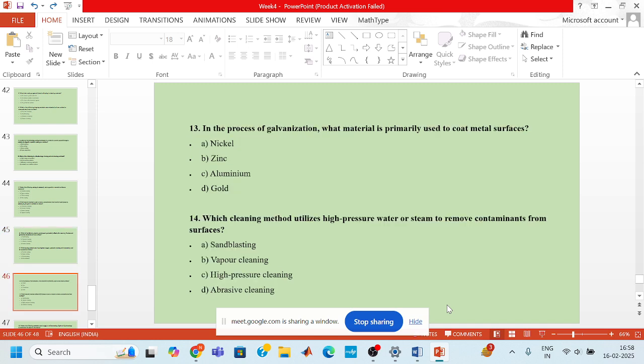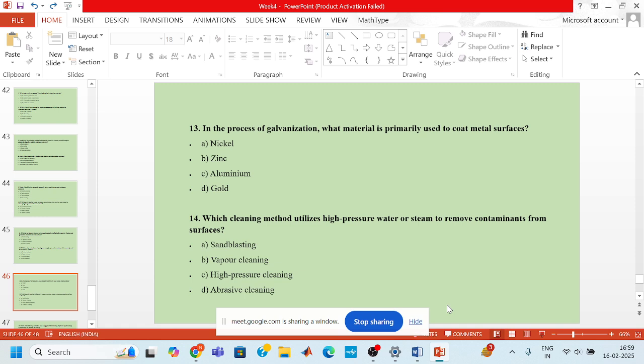Okay. Next question is in the process of galvanization, what material is primarily used to coat metal surfaces? Options are nickel, zinc, aluminium, gold. Zinc. Okay, anyone else? Zinc. Okay, right answer. Option B, zinc, is correct.